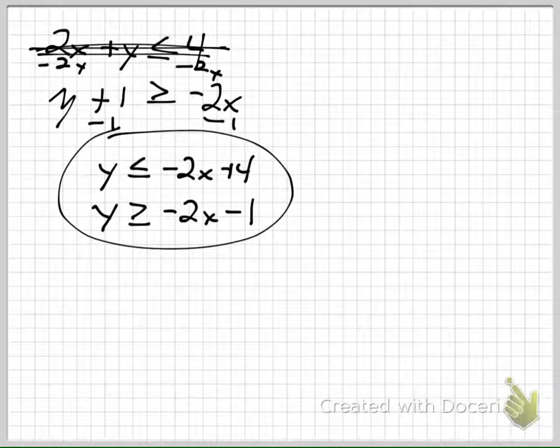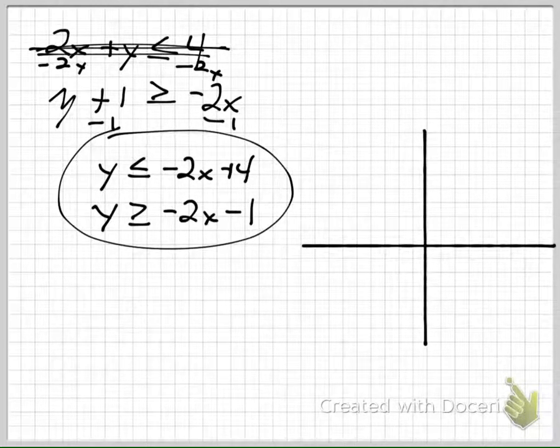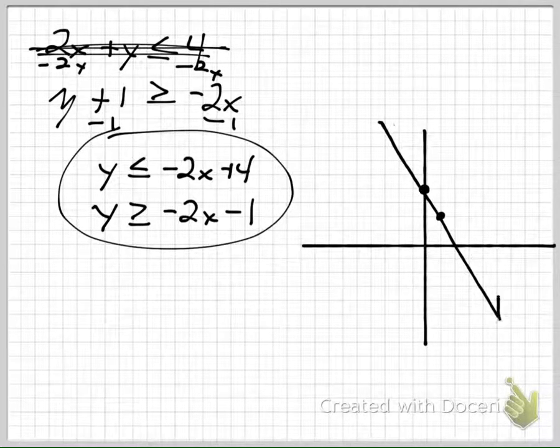I'll show you exactly what to do here. Nothing changes. All you do is graph each one as though it were an individual line. Graph that by itself. It crosses at 4, so that's up here at 4, and it has a slope of negative 2. Do you agree that that's the line? Okay. It's solid, so I draw it solid.